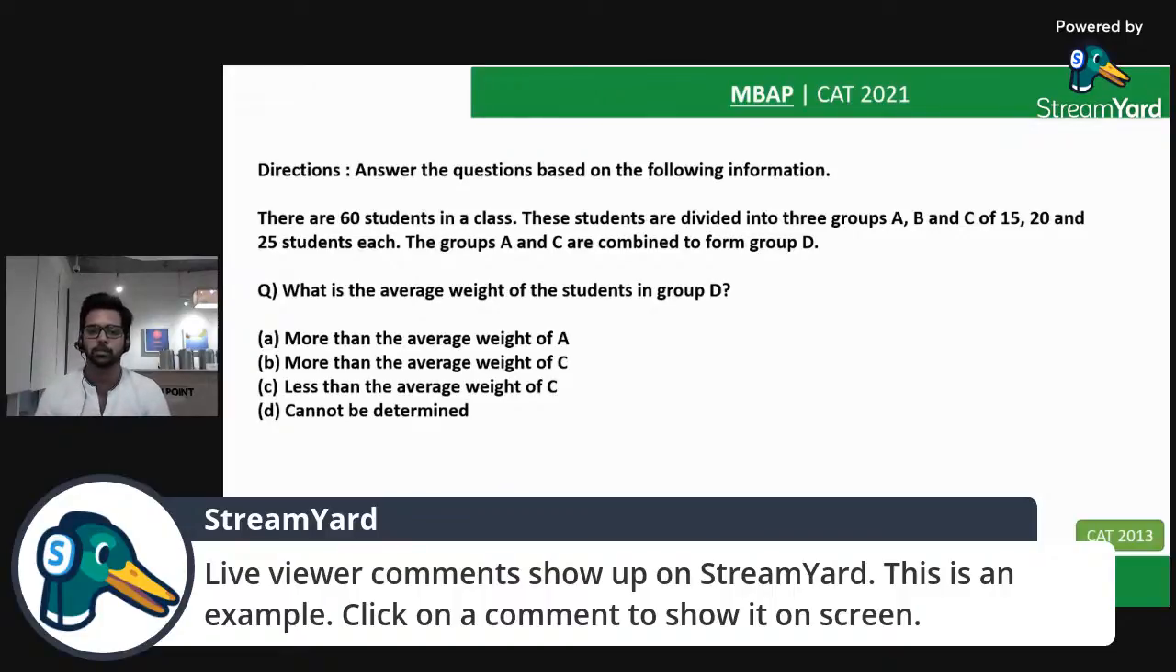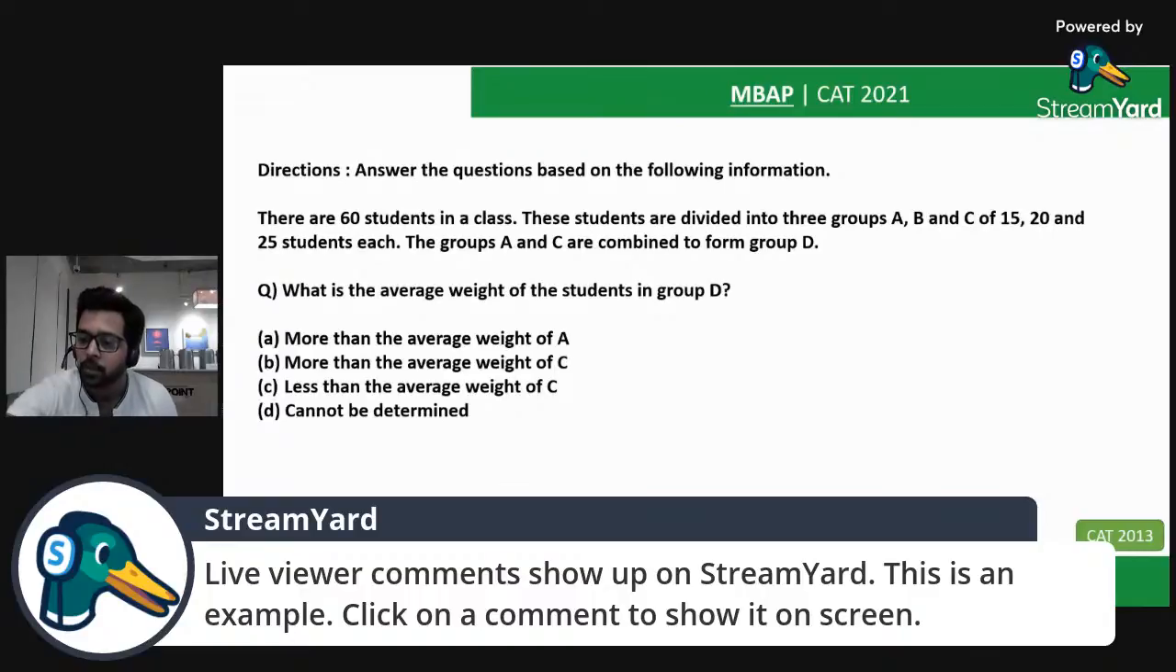Let's take all the questions. First question: what is the average weight of students in group D? Is it going to be more than A? Is it going to be more than C? Is it going to be less than C? Or is it going to be cannot be determined? To find out the average, what do I need? I need the weight of students and I need the number of students. In this question, I have got the number of students.